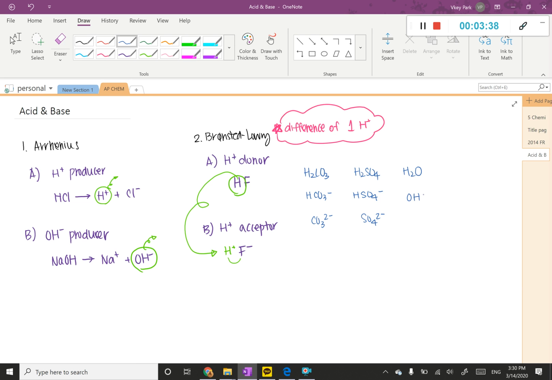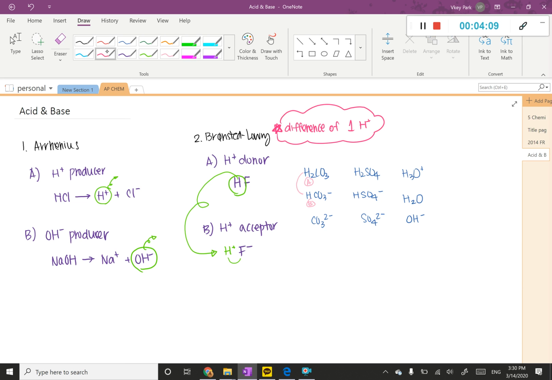When they lose protons, sorry, I got a little excited, H3O+, if it loses a proton, becomes water, and then it loses one more, it becomes OH-. So if you look at this, what we're looking at is this. Between these two, which one is the acid and which one is the base? The one with the extra proton is always going to be the acid. The one with one less proton is always going to be the base.